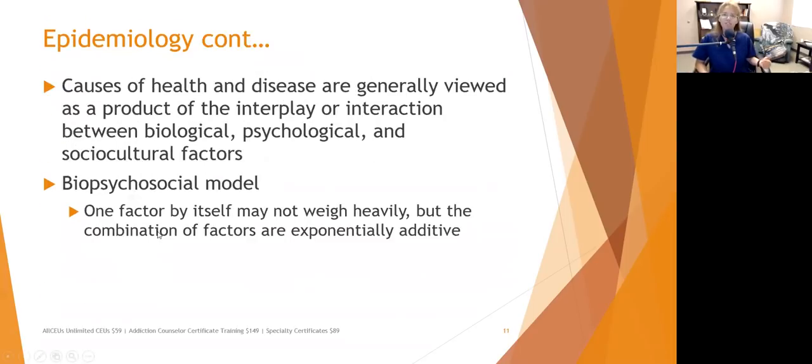Causes of health and disease are generally viewed as a product of the interplay or interaction between biological, psychological, and sociocultural factors. According to the biopsychosocial model, one factor by itself may not weigh in very heavily, but the combination of factors are exponentially additive, which means you may have a genetic predisposition, but if you've got a great environment when you're growing up and you've got good self-esteem and you take care of yourself, that genetic predisposition may not ever show itself. But if you have a genetic predisposition, an unhealthy environment, and you have low self-esteem, for example, all of those things together may add up to finally cause that problem to express itself.